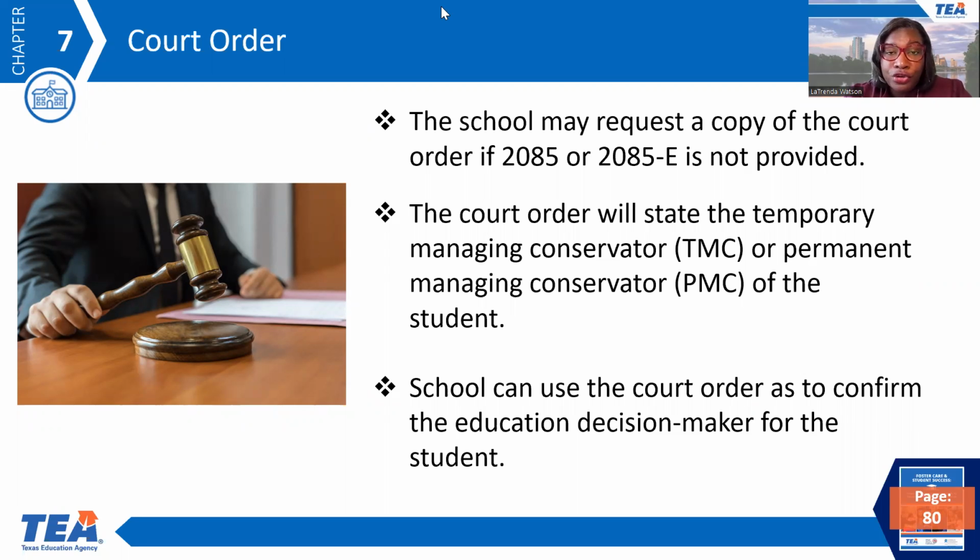Please speak to the caseworker that is on the documentation, or you can also reach out to your DFPS educational specialist. They may also be able to assist you. You can also use the court order to give the PEIMS identification code for foster care. You can give that foster care indicator with court orders also.